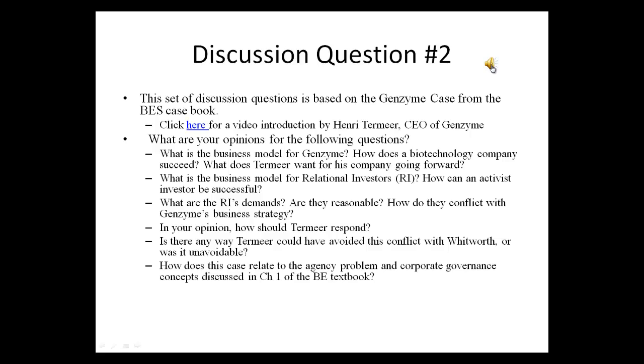Next question, in your opinion, how should the CEO respond? And then, is there any way Mr. Termeer could have avoided this conflict, or was it unavoidable? Last question is, how does this case relate to the agency problem and corporate governance concepts discussed in chapter 1 of the textbook, or say in this lecture?